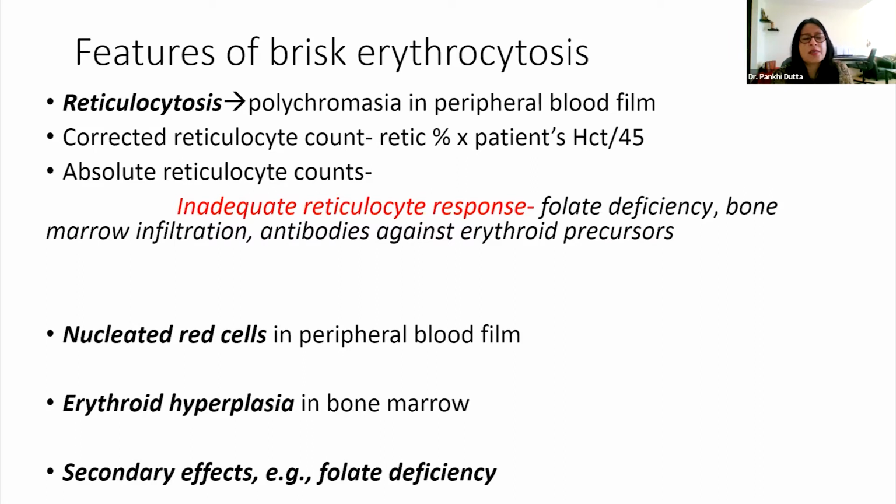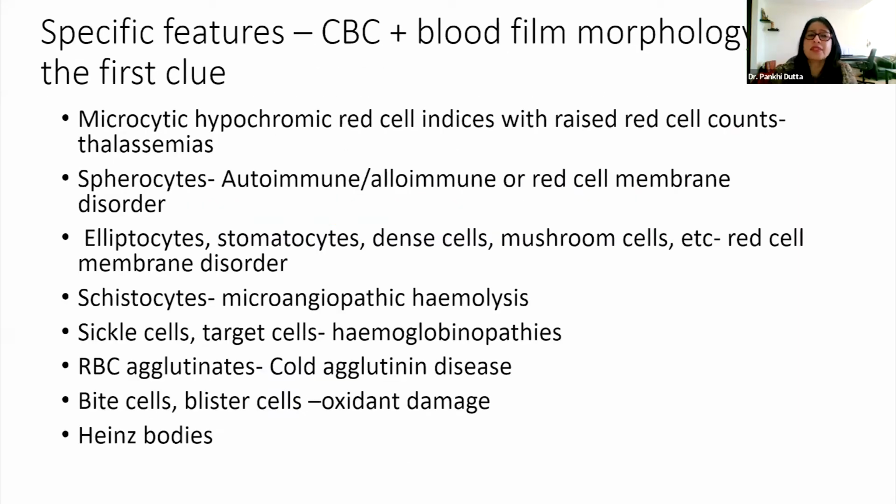Then other features are presence of nucleated red cells. It's the next step after retics. Even nucleated red cells, not normally seen in peripheral blood, may be seen. And if one happens to do a bone marrow, one would see erythroid hyperplasia. And some secondary effects of brisk erythropoiesis could be a megaloblastic change because of folate deficiency.